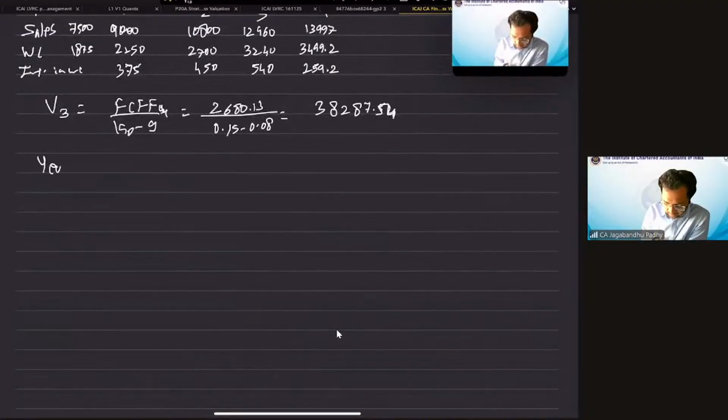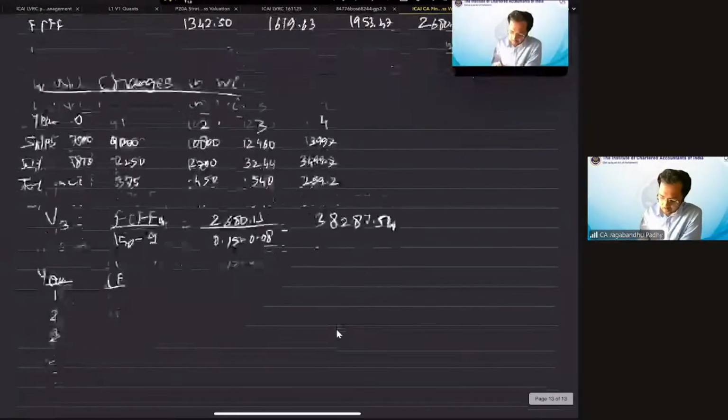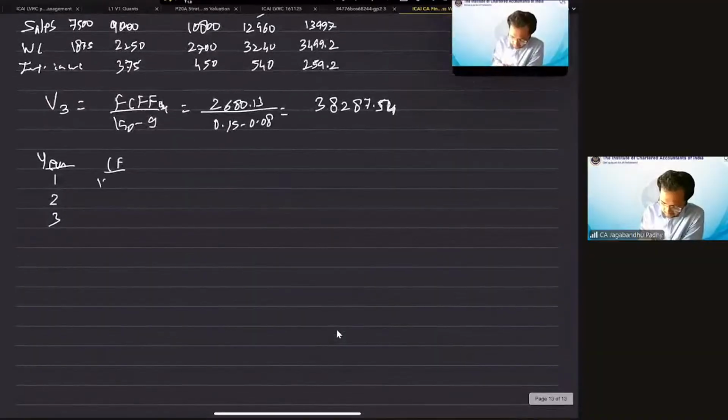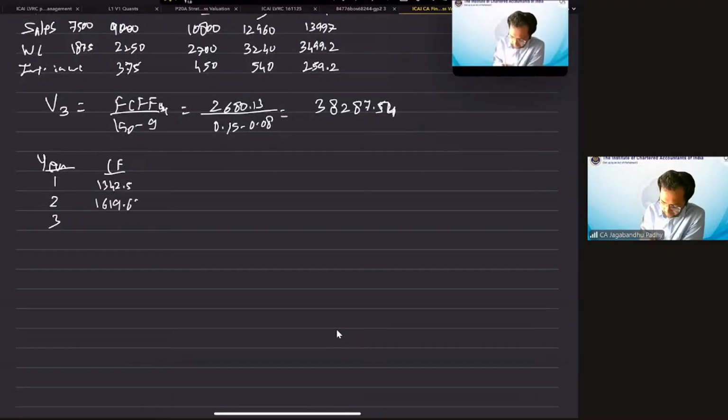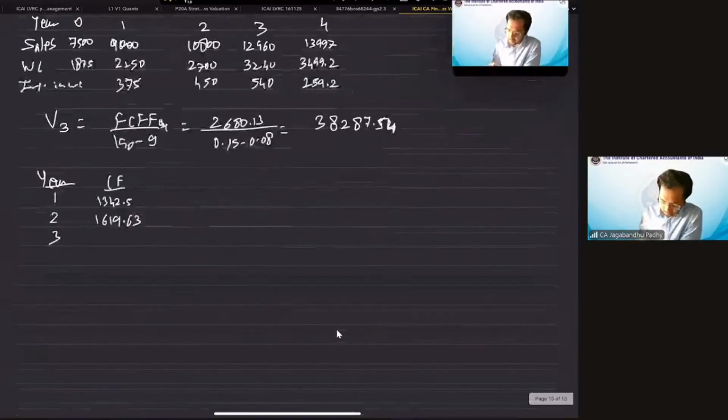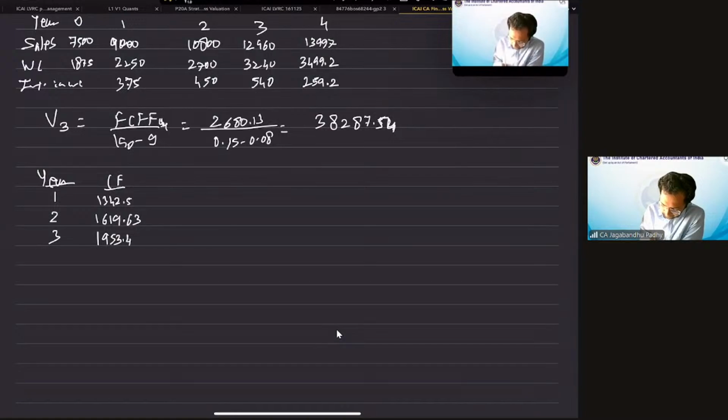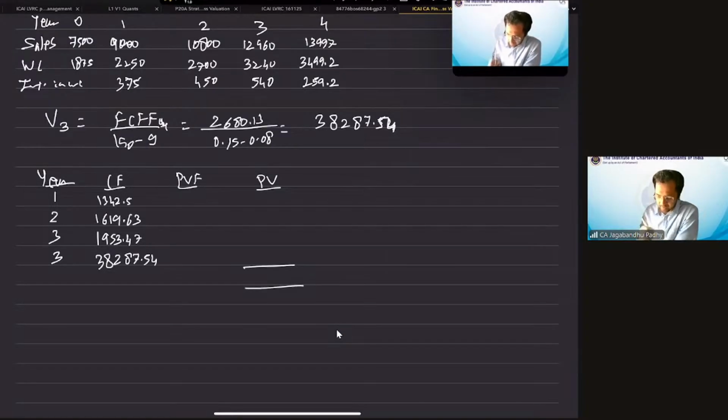Now we have to take the present value of all the cash flows, which is year 1, 2, and 3. So the cash flows are 1342.5, and then 1619.63, 1953.47. And also in year 3, the terminal value 38,287.54, then the PV factor, and then the PV. So for the PV factor, we have to take it at 15% and then the present value.